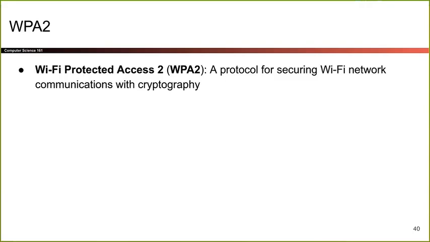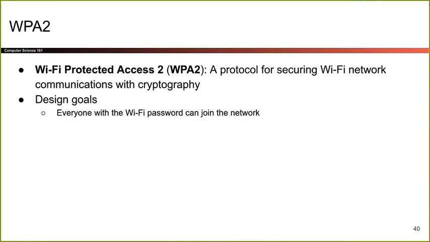So the protocol for securing a Wi-Fi connection is called WPA2. Again, it stands for Wi-Fi Protected Access 2, but you don't really have to know that. And the goal here is now we're going to use cryptography to secure Wi-Fi network communications at layer 2. And I think it's called WPA2 because there was an older version and it's no longer as secure. So the new version has a 2 in front of it. It's the sequel.